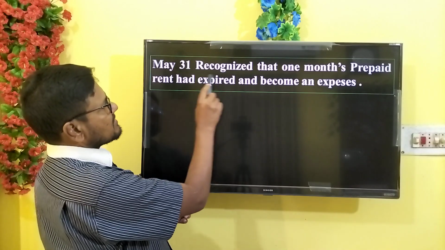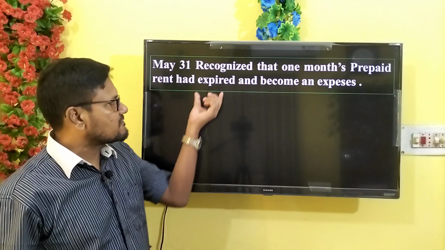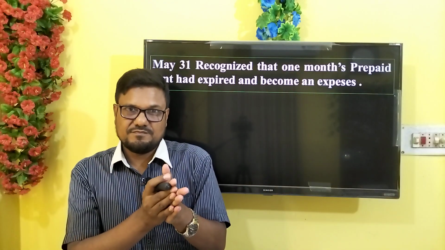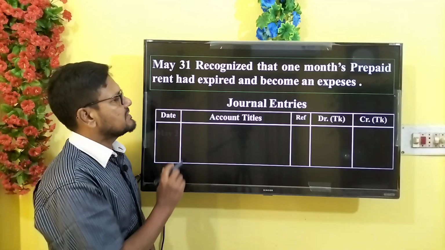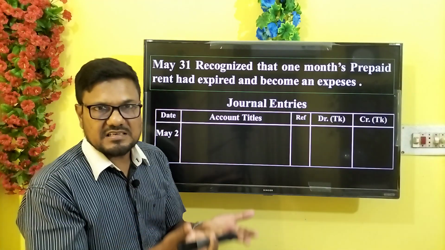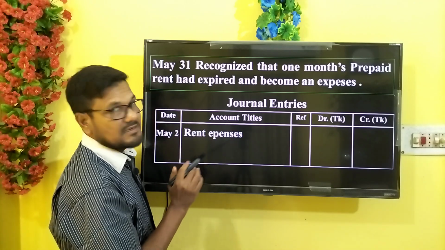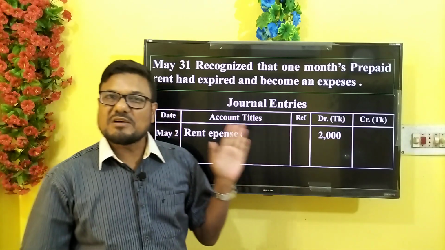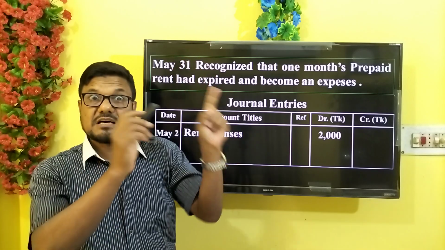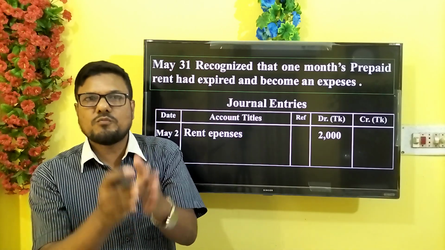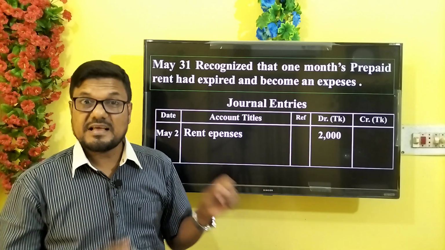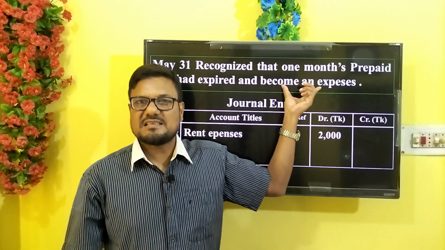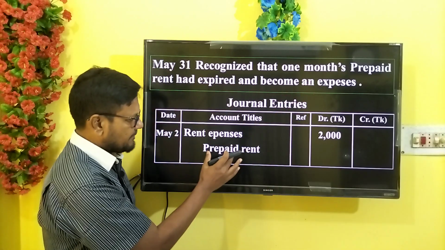And next, recognize that 1 month's prepaid rent expired and became an expense. So this transaction is the same. That means 1 month's rent has expired. So rent expense debit, taka 2,000, equal to, from the previous transaction, 6,000 for 3 months. So 1 month equals 2,000. Expired, has been expired, that is an expense. So rent expense debit and prepaid rent credit.